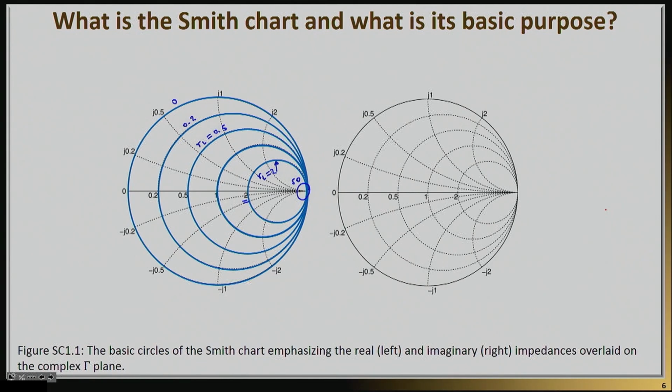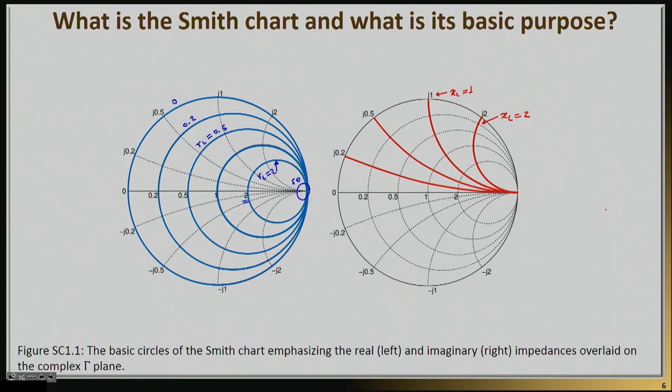Now, similarly, I have plotted and emphasized the imaginary part on the right-hand side. The imaginary part XL, for example, for this part of the circle has a value of 2. The imaginary part of this part of the circle has a value of 1, and so on and so forth.